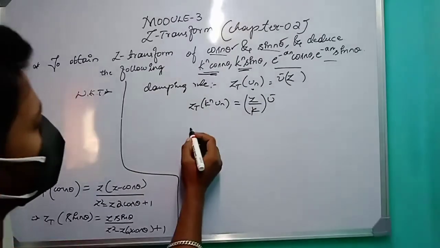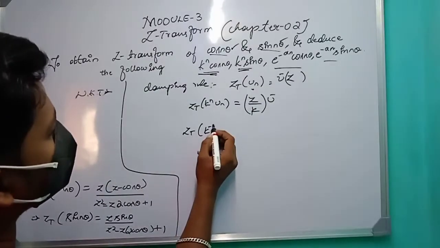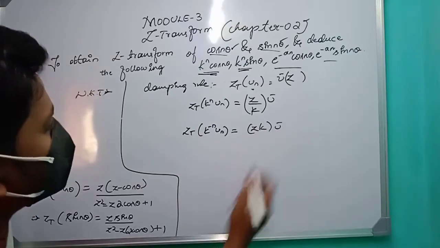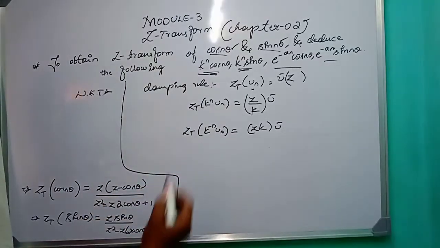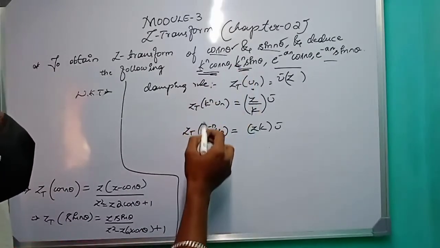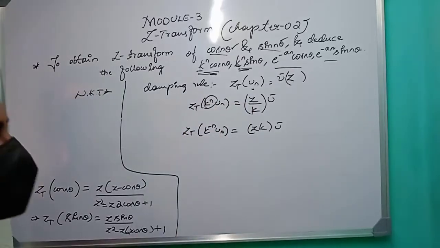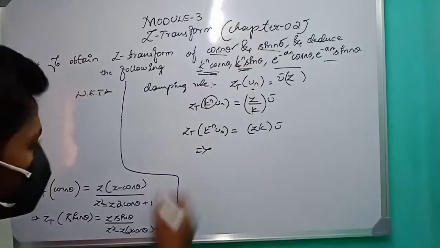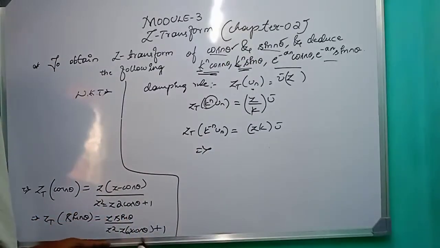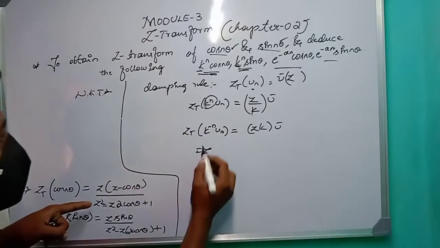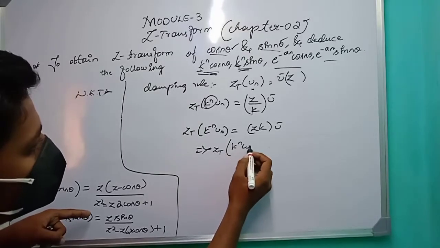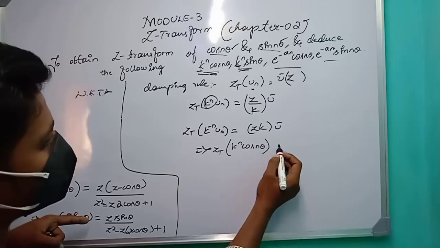In the same way, the Z transform of k power minus n u n using the damping rule is always zk. As you know, here there is just k power n and there is no k power minus n, so I am going to use this damping rule. In place of z, I have to apply z by k. That's it.